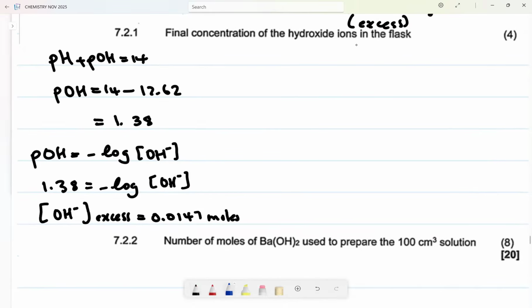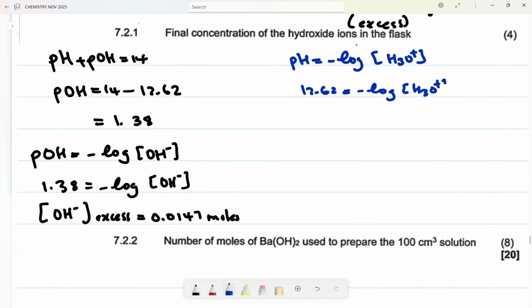Moles again. Or someone might say pH is equal to negative log of hydronium ions, and then used this 12.62 as it is to get negative log of hydronium ions like that. And then you get hydronium ions to be something like 2.39887 times 10 to the power of negative 13. These are not moles. These are mole per decimeter cubed.